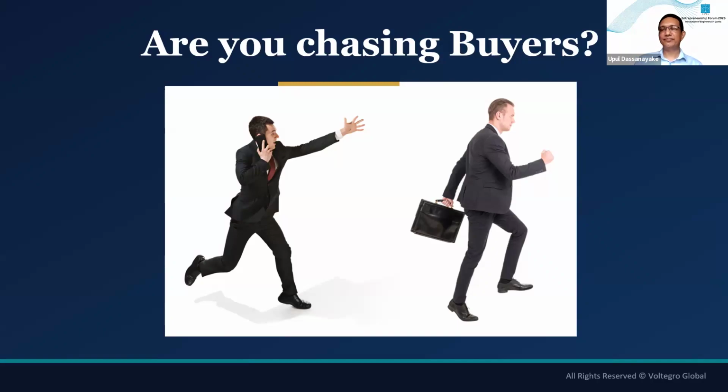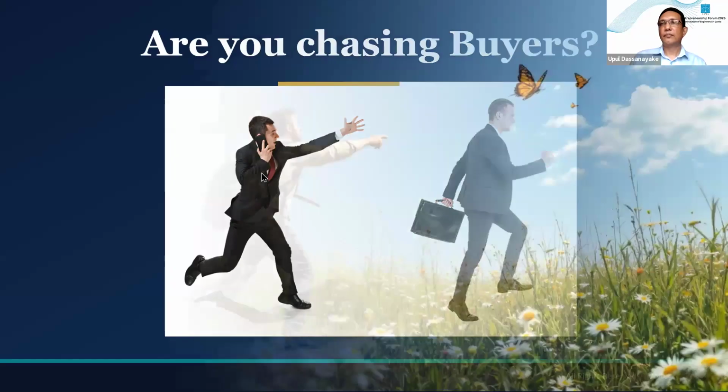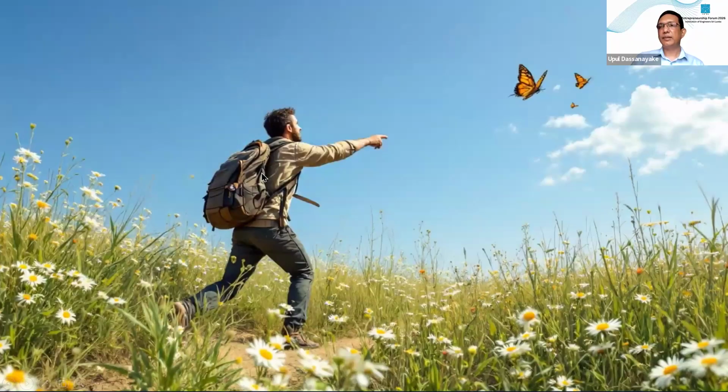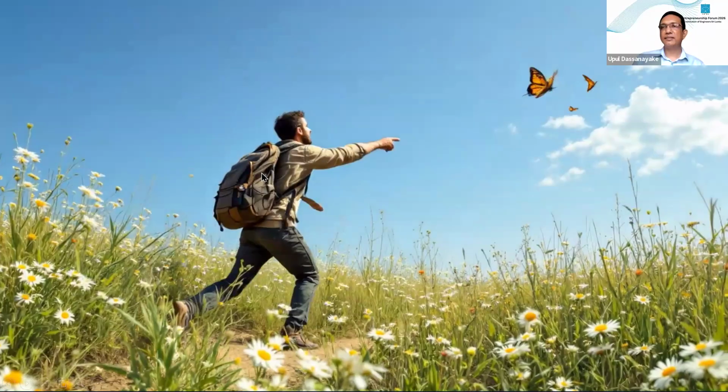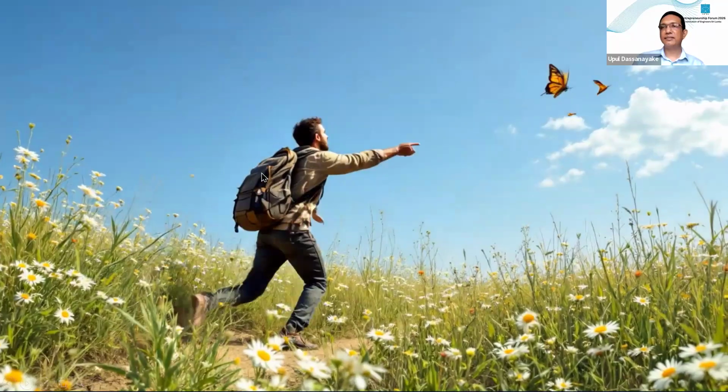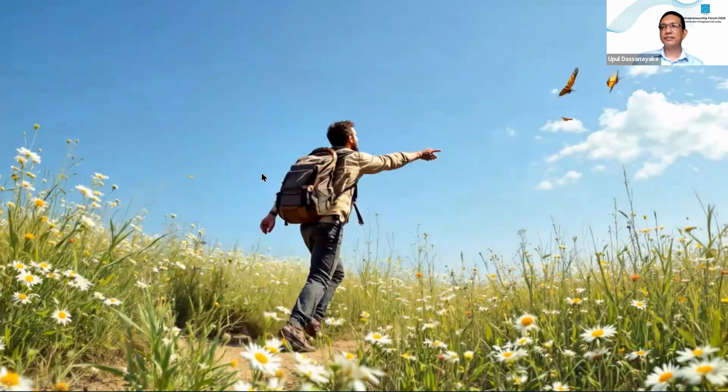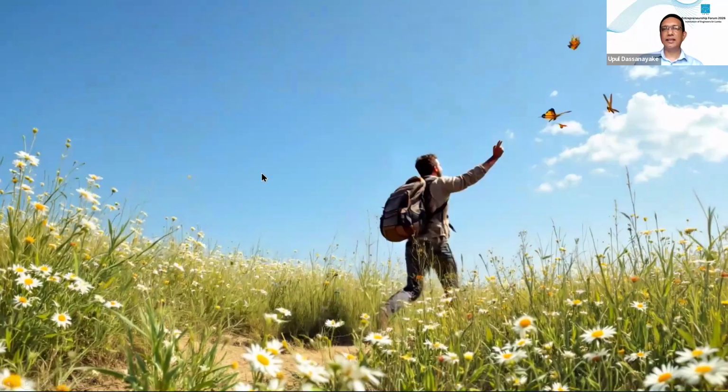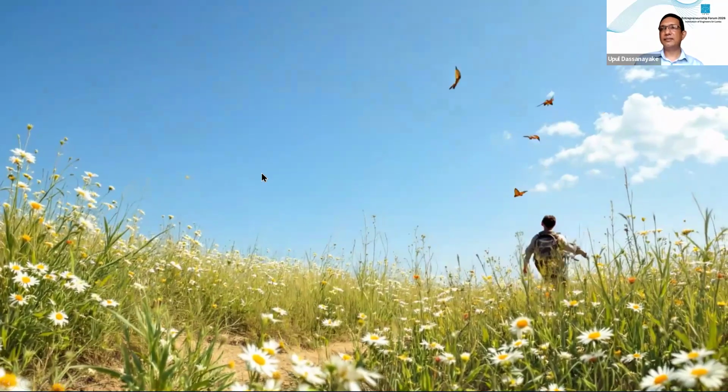If you chase 100 buyers, sometimes you may be able to catch 1 or 2. All the other 98 or 97, you may not be able to catch them. It's something like this. Now, if you chase butterflies, what will happen? They will fly away. You may not be able to catch them easily.